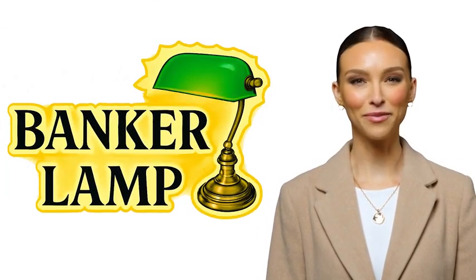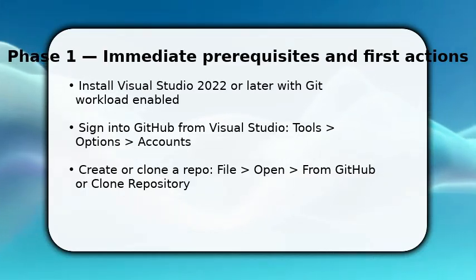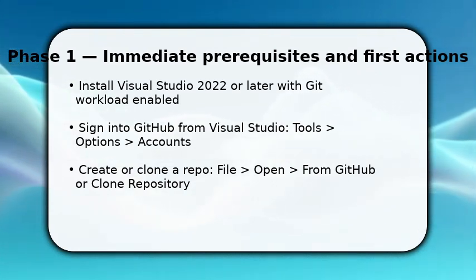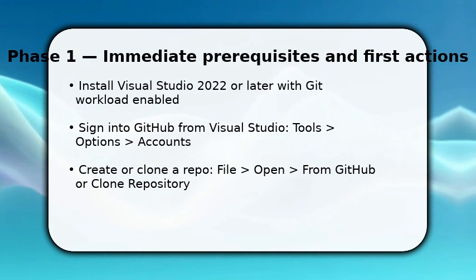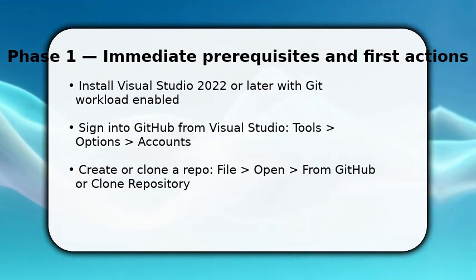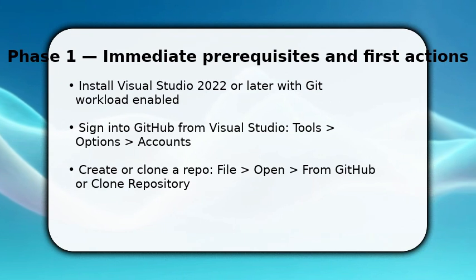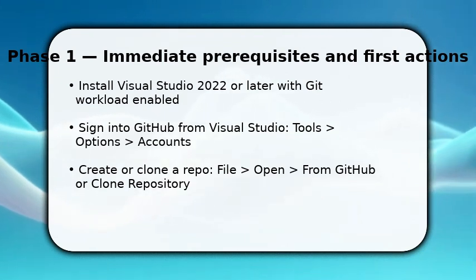Please enjoy the video. You start by preparing your environment and signing in. Open Visual Studio, enable the Git workload, and then sign into GitHub using Tools, Options, Accounts. This gives you credential access and sync capabilities, so Visual Studio can push and pull for you.